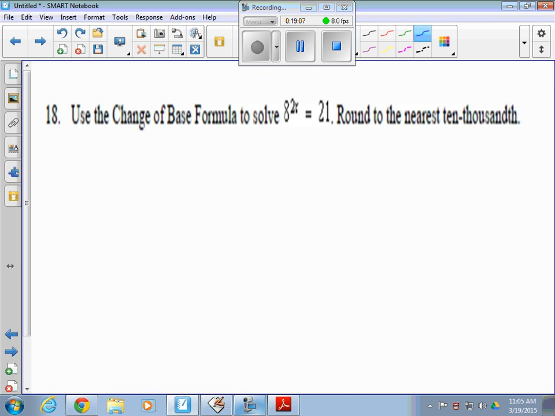18 says use the change of base formula to solve this one. We can't, there's no number that we can use for 8 and 21. They're not multiples of each other. So what we need to do is take the log wherever your x is. It's right here, 2x. We have to take the log base 8 of both sides since this base is 8. So log base 8 of 8 to the 2x power is equal to log base 8, whatever you're doing on this side, of 21.